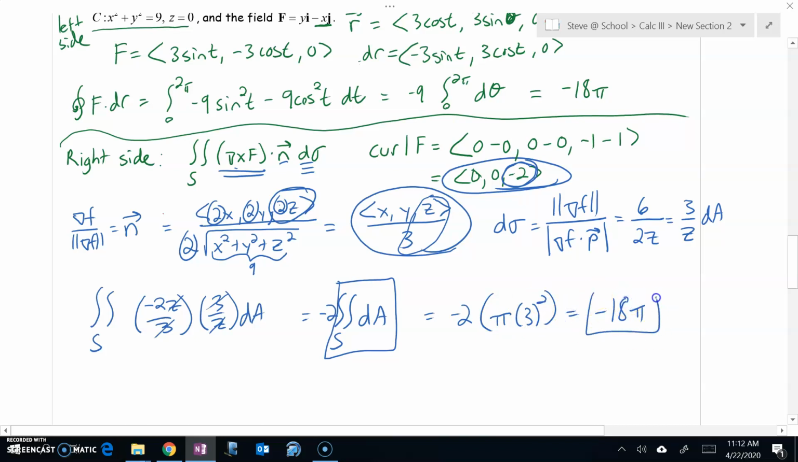So this shows that both sides work, okay? So again, you need the 3 pieces. You need the curl, you need the normal, you need d sigma. So that's the third piece. You need to dot these together, which we did. That became this. And then we left that one there. Everything canceled. It was beautiful.